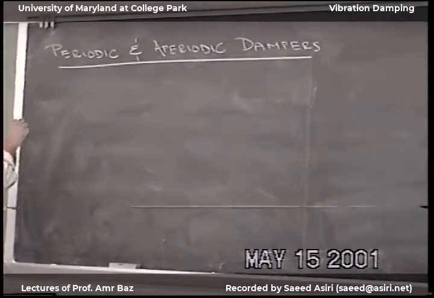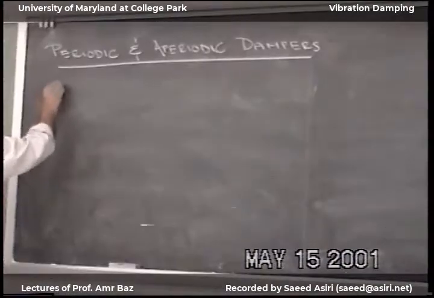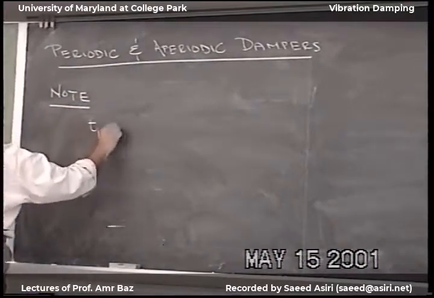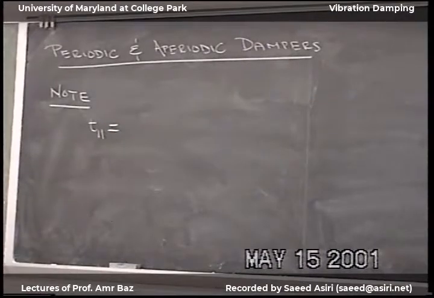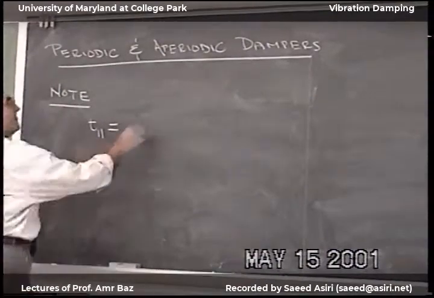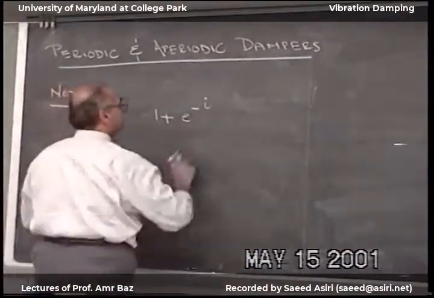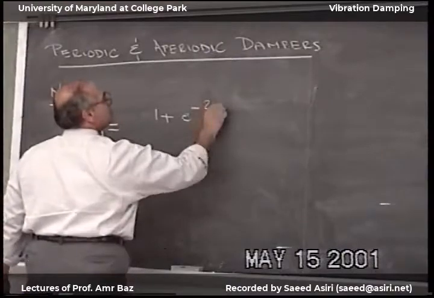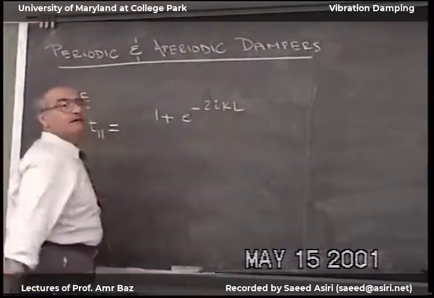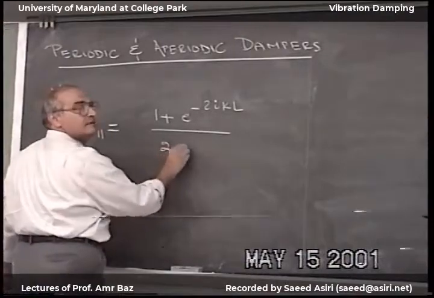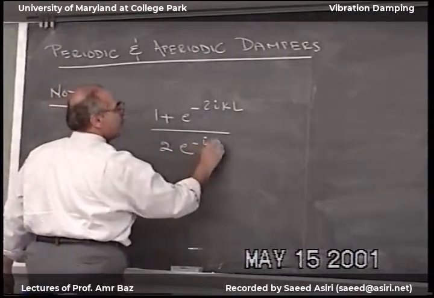We just look at the first here, side view. I'll look at T11. From the last board, I'm going to write T11. So what we have is the following. We have 1 plus e to the minus 2iKL, and then this is divided by 2 e to the minus iKL.